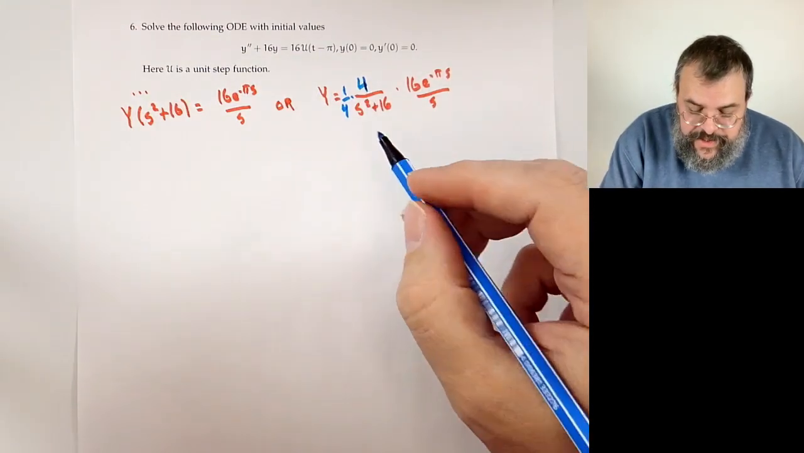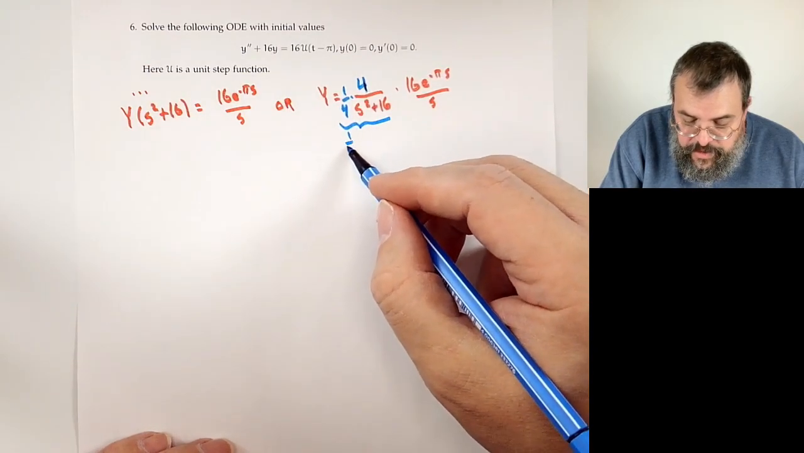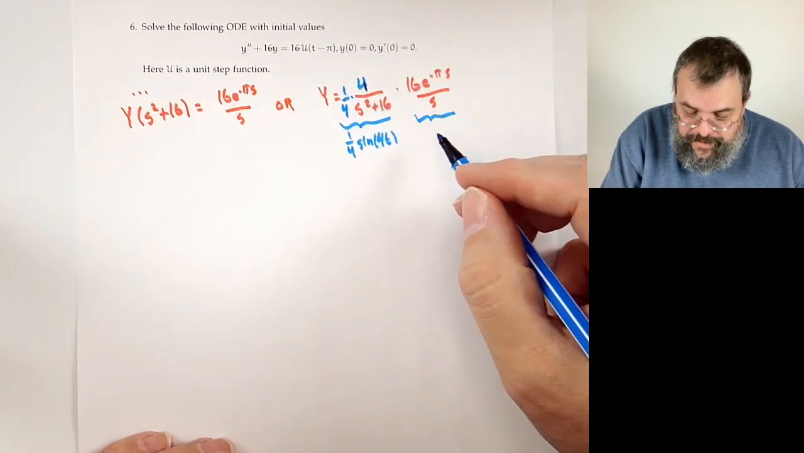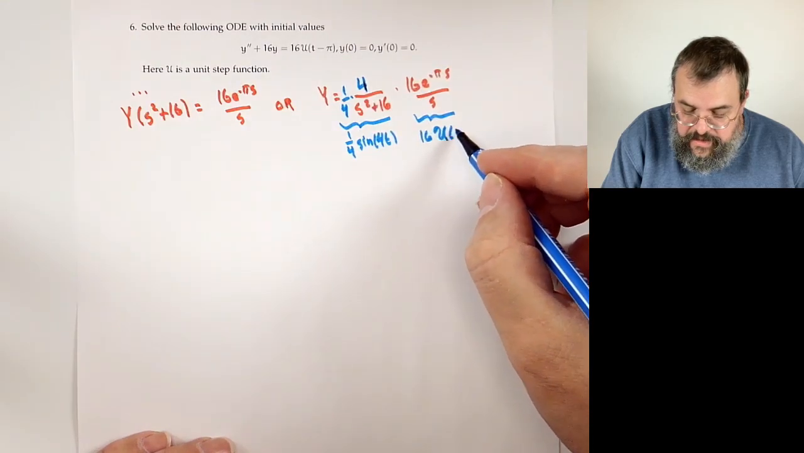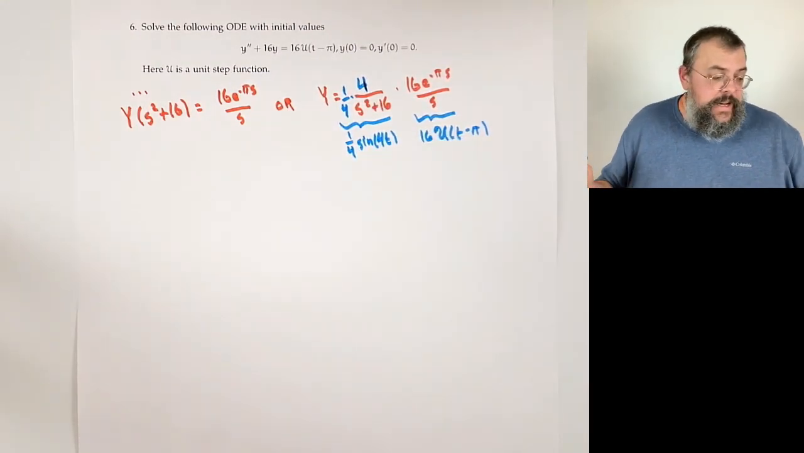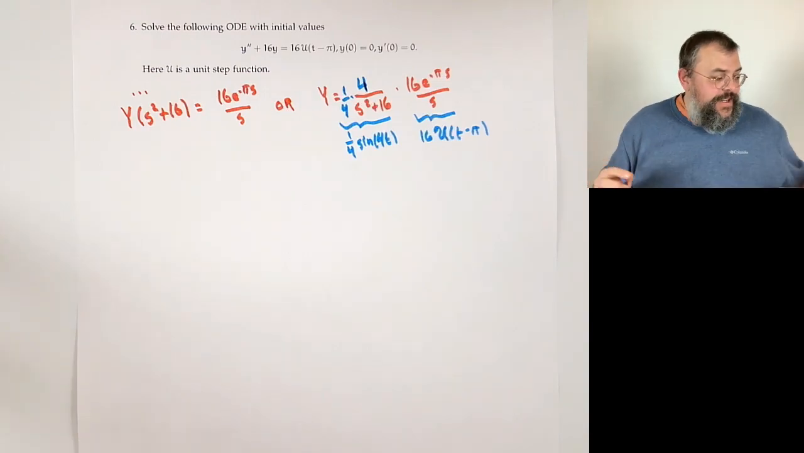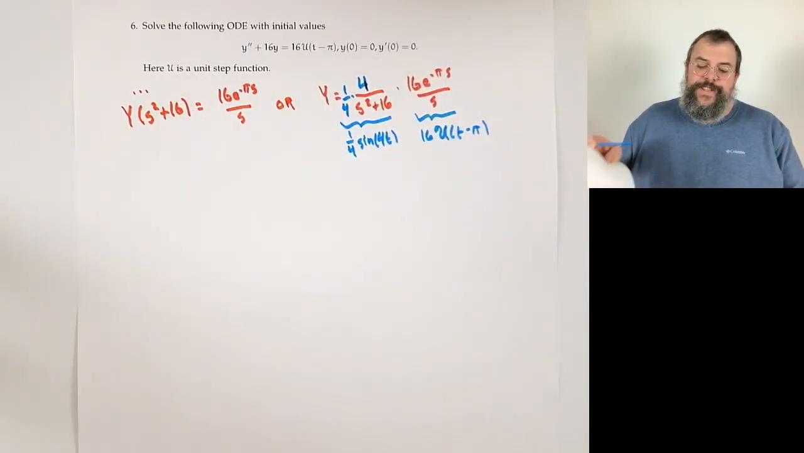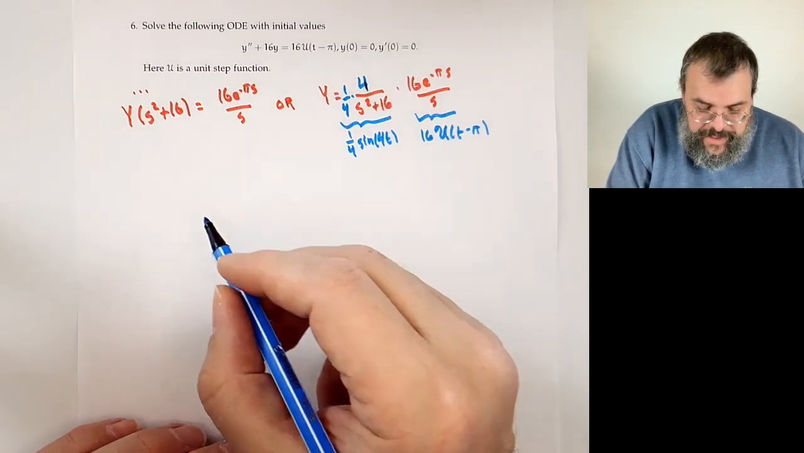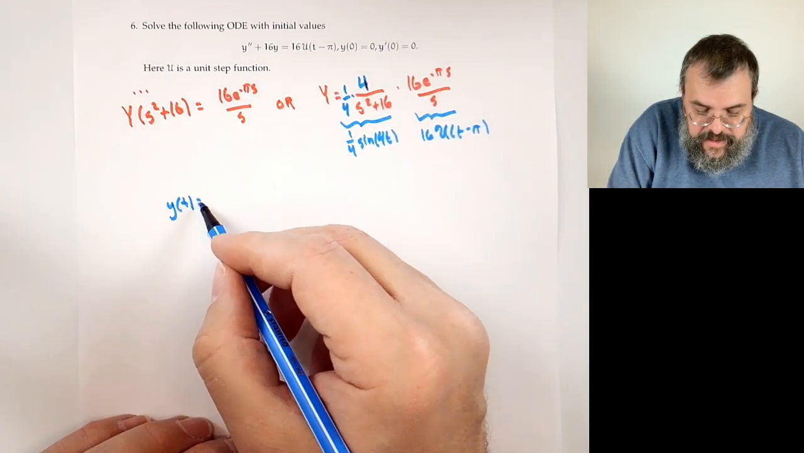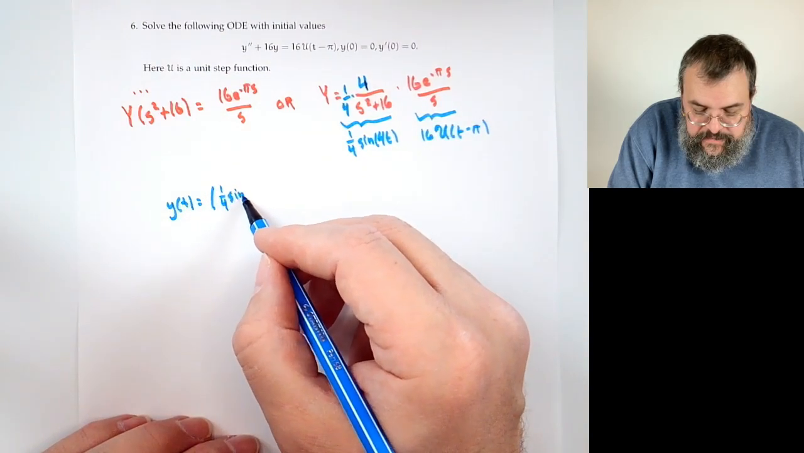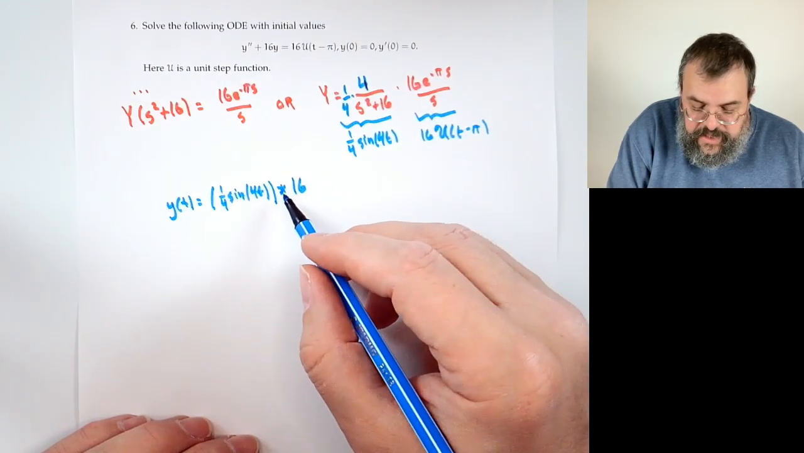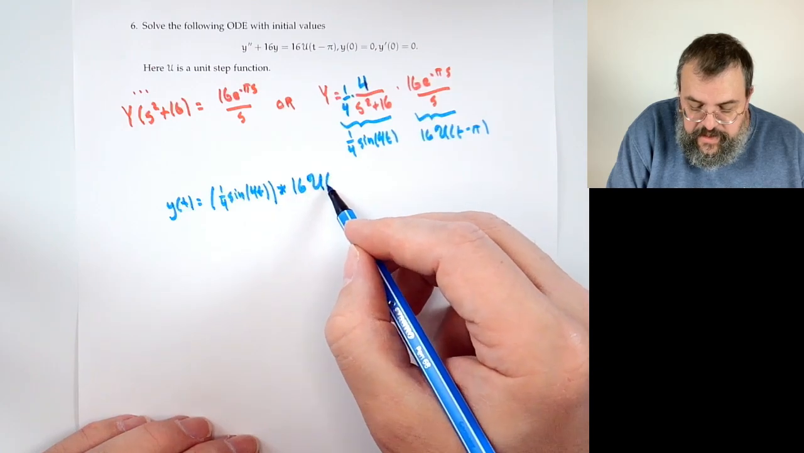We have two functions. So this is 1/4 sine of 4t, and this function, well, it's the one we started with. It's 16 u of t minus pi. And they're multiplying together. So if we have things multiplying together, it becomes convolution. So we get the following. Y of t is the convolution of these two functions. Now this is not multiplication, that's a different type of star. This is convolution.